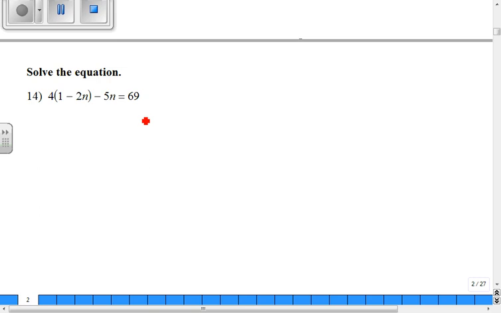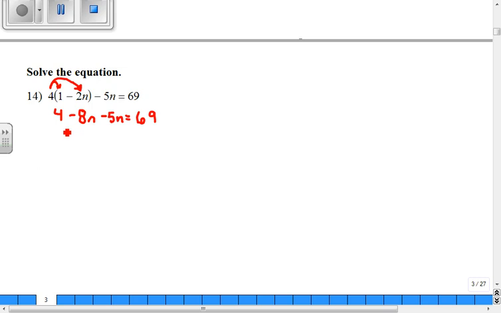Okay, now I have an equal sign. I'm asked to solve the equation. Just like before, I have to start by simplifying, but this time you have to simplify each side if possible. So 4 times 1 is 4. 4 times negative 2n would give me negative 8n. Then minus 5n equals, well, there's nothing to simplify on the right-hand side. It's simply the number 69.